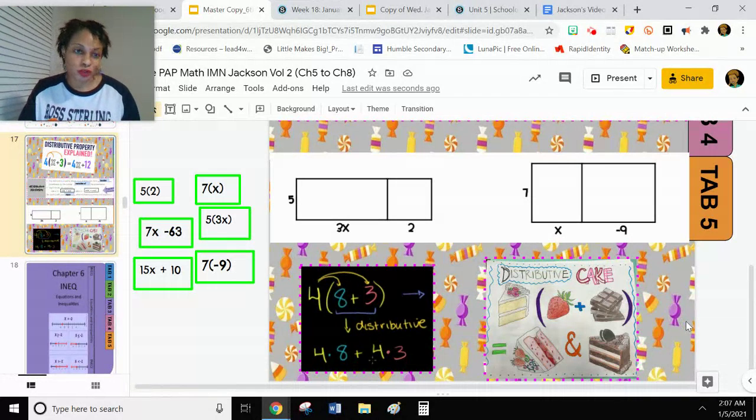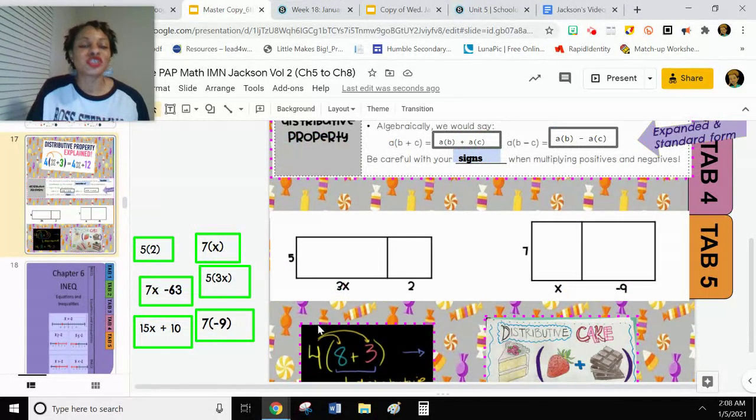Here they gave a little distributive cake picture. So if I had, I'm going to say that's wedding cake. Wedding cake multiplied times a strawberry and chocolate, that would give me strawberry cake. And I would end up with chocolate cake. So we're combining or multiplying the cake times everything in parentheses. So the strawberry in the cake becomes strawberry cake, and the chocolate in the cake would become chocolate cake. And then together we could have a strawberry chocolate Oreo cake. Y'all know I love cake. Okay. All right.